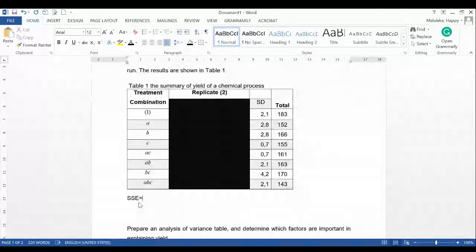That's what I'm saying. So the formula to deal with this problem is r minus 1, you know these things from chapter 2, times the summation in brackets of SD squared. Isn't it? Yes, sir. So that is the formula that we'll be using, right? It's r minus 1 times the sum of the SD squared. That formula will help you to find SSE.